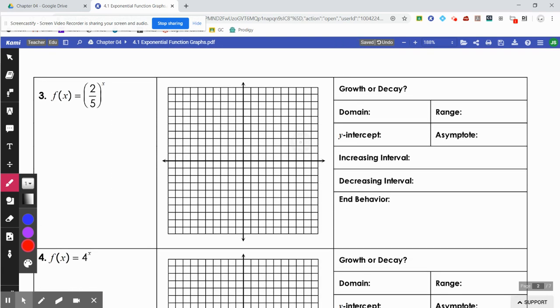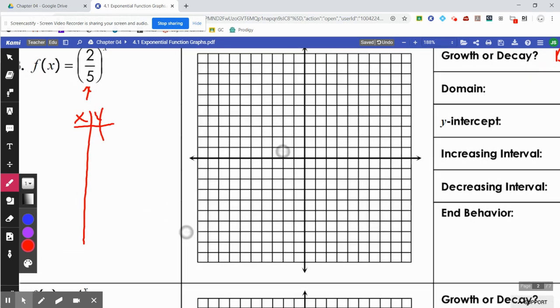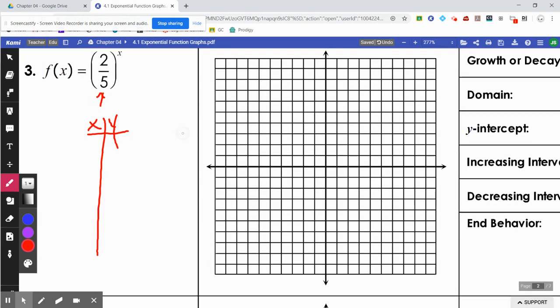Number 3, (2/5) to the x power. Again, since this base is a fraction between 0 and 1, this would be an example of exponential decay. Let's do a t-table, x and y, and I'm just going to plug in the exact same x values of -2, -1, 0, 1, and 2.